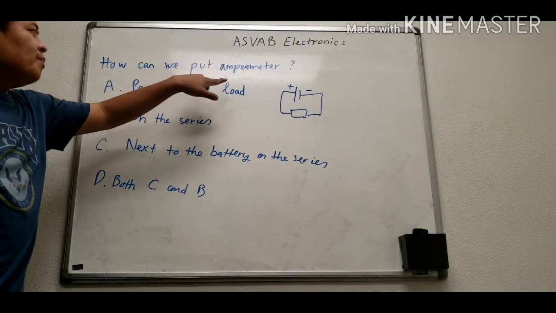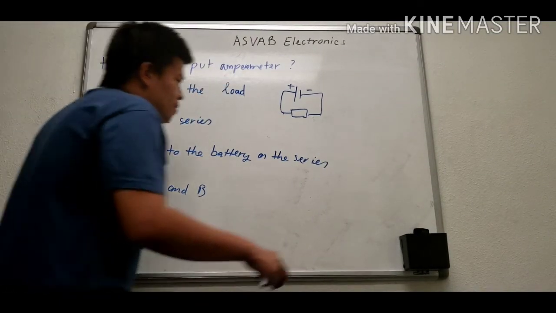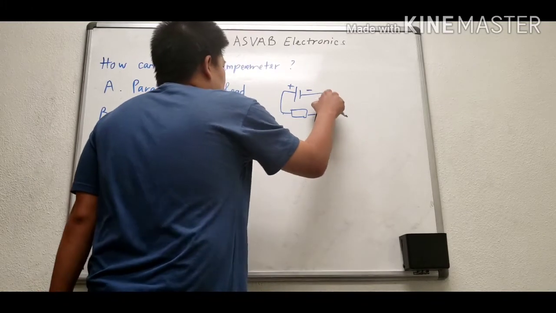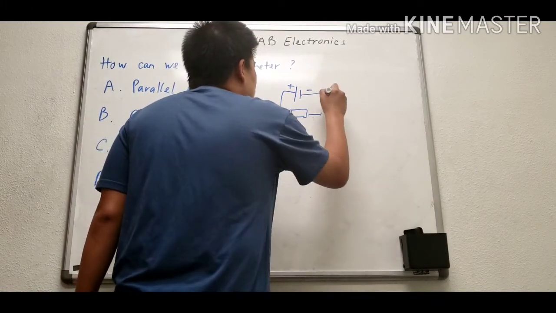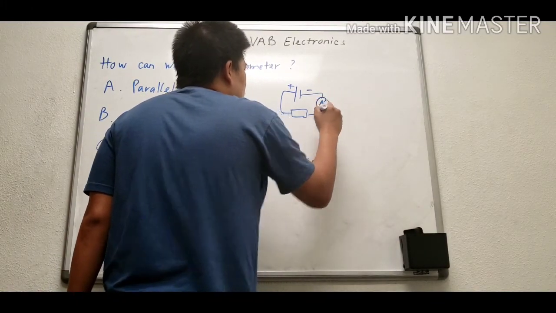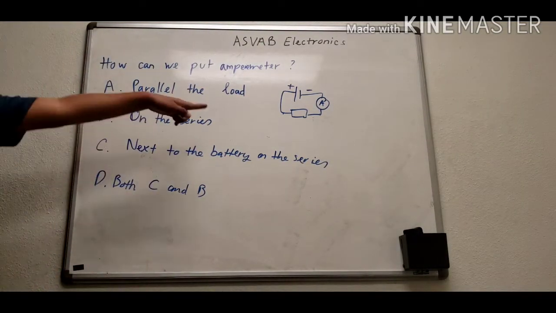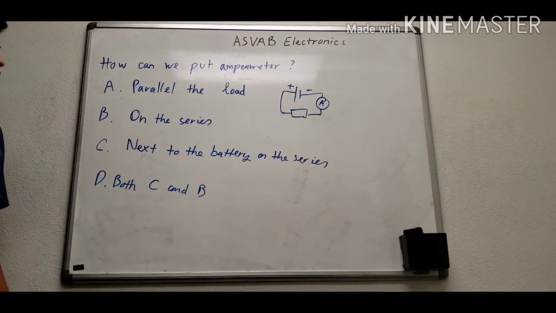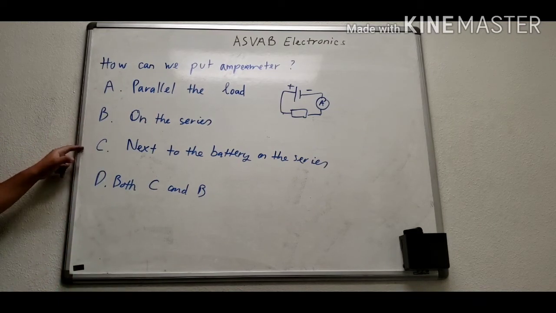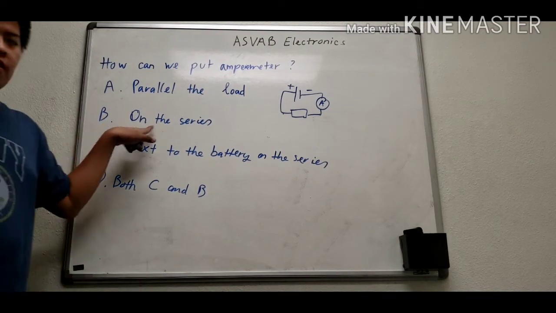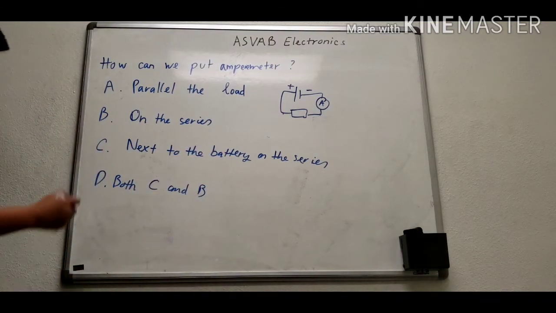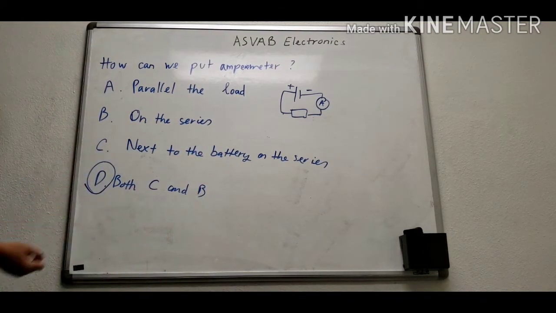And we put the ammeter. In the ammeter, we need to put it in series. And this is the way we put the ammeter. So B and C are correct because they asked about the series. And the answer for this question is B.